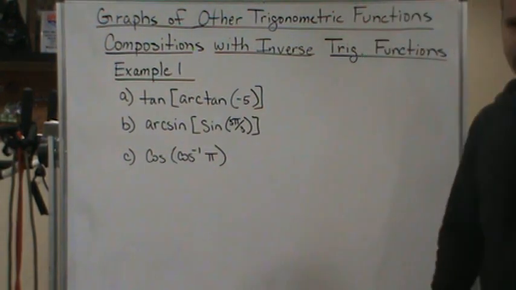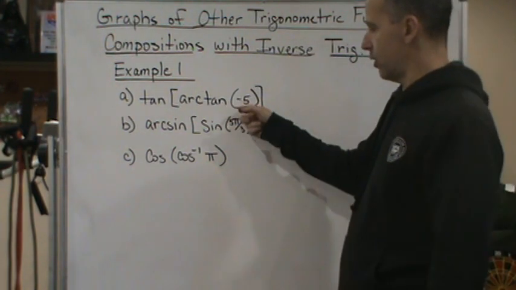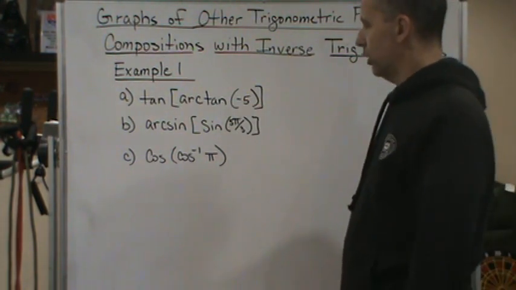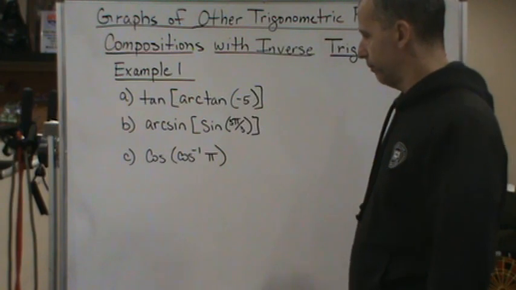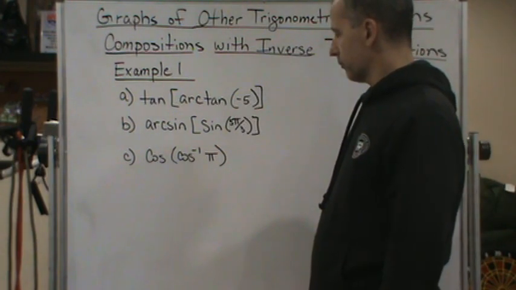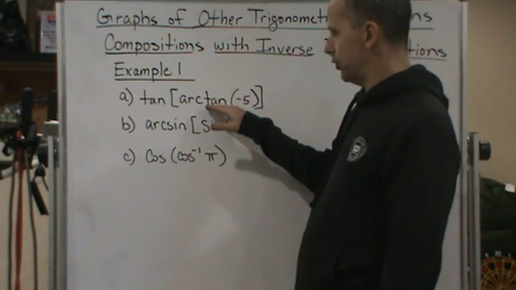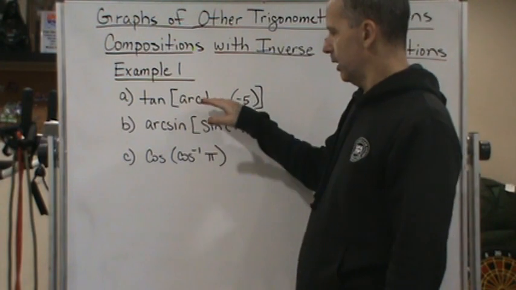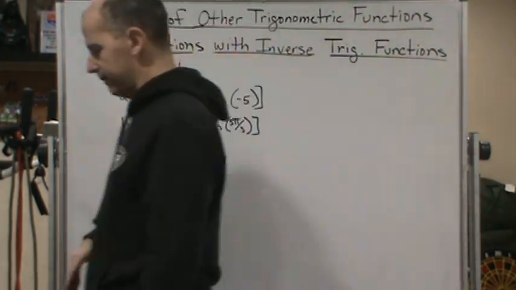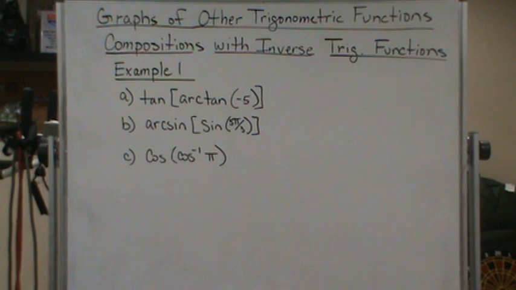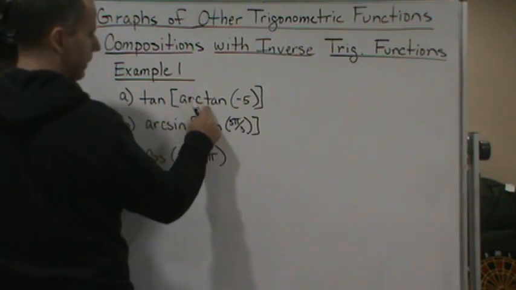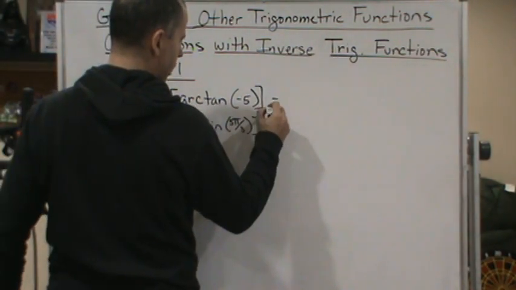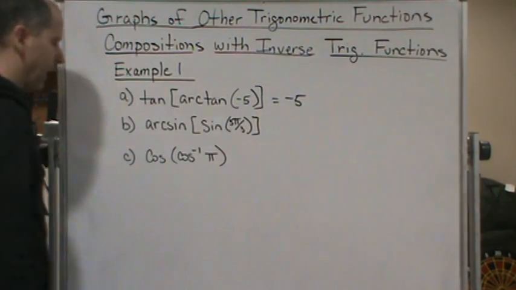Now the domain for arctangent is all real numbers, so we don't have any issues there. If we do take the composition, then we get arctangent of -5, and then we want the tangent of that. The inverse properties apply because -5 is in the domain, and so this is going to equal -5.